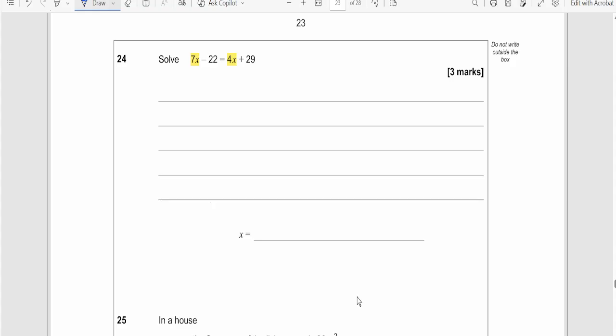So you need to move x terms together on one side of the equal sign, and the numbers should be on the other side. So if you move this positive 4x to this side, it will become negative 4x. This side you have 29. If you move this negative 22 to this side, opposite of negative is positive. So this 22 will become positive. Then you do 7 minus 4. How much is that?